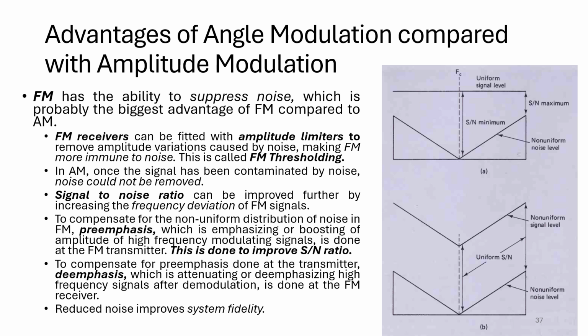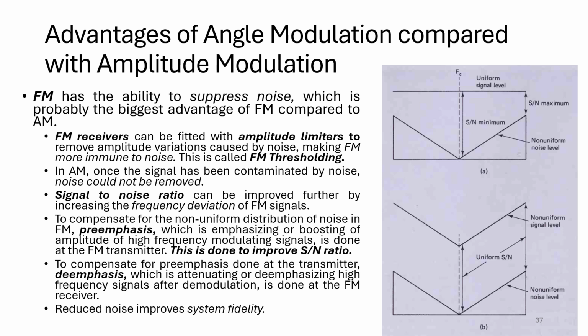So in FM, we have what we call pre-emphasis and de-emphasis. Okay, so to compensate for the non-uniform distribution in FM, pre-emphasis, which is emphasizing or boosting the amplitude of high frequency modulating signals, is done at the transmitter. So this is done to improve the signal to noise ratio. So pre-emphasis is just like a high pass filter, because it emphasizes or boosts the amplitude of high frequency modulating signals. So to compensate for pre-emphasis done at the transmitter, we have de-emphasis.